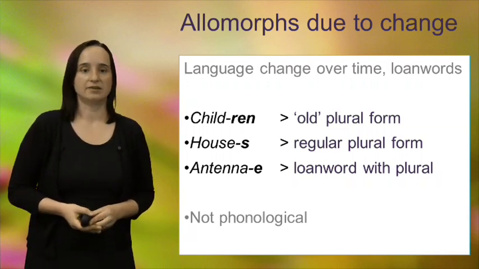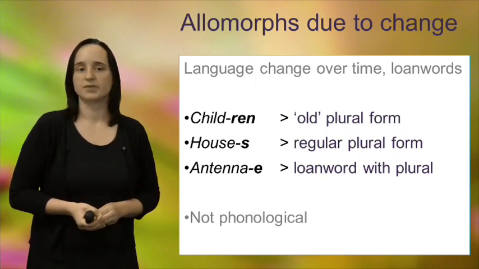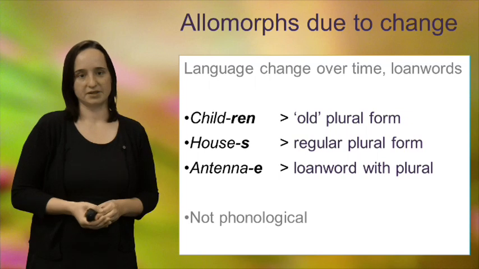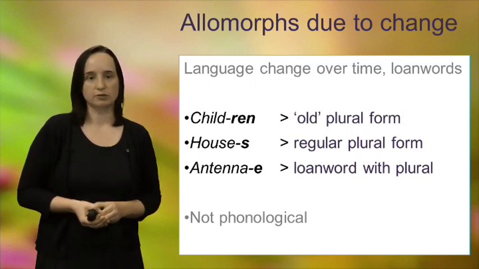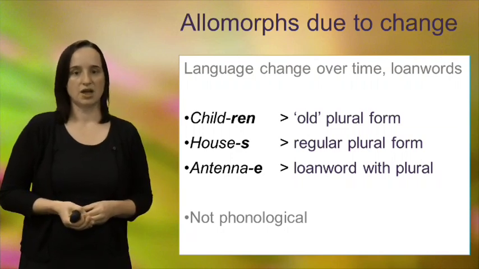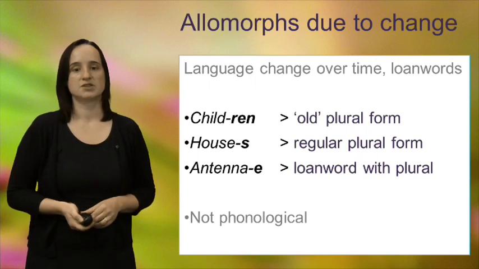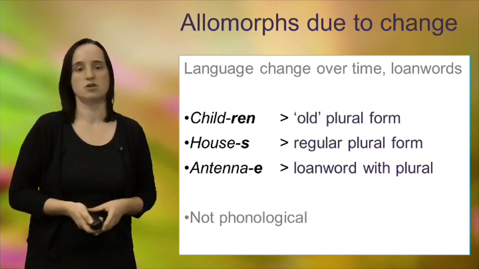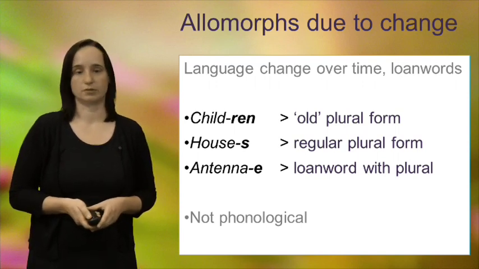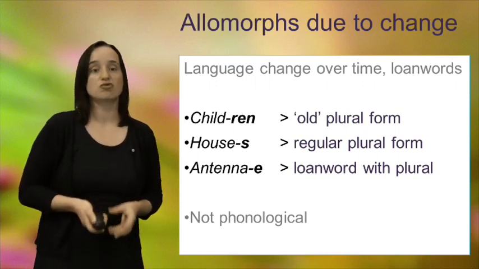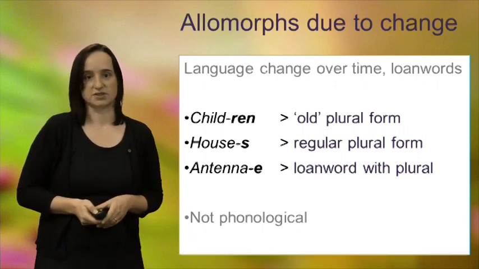And antennae, the e that appears after antenna, is the plural form of a loanword. Now, antenna is one of those very typical Latin Greek loans that we've got in English that have been borrowed both with their singular and their plural forms. And this is actually the plural form of another language, not the plural form of English. So in these cases, the plural forms are not phonologically determined. We don't have allomorphy due to phonological reasons, but rather allomorphy in these cases exists due to historical reasons.